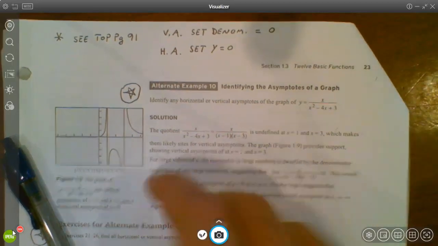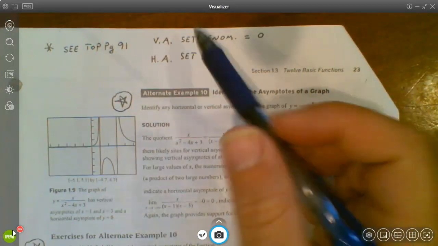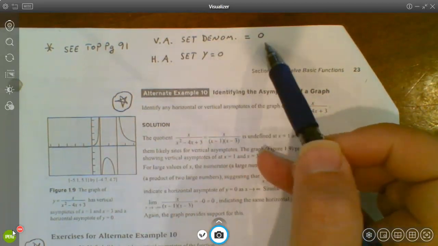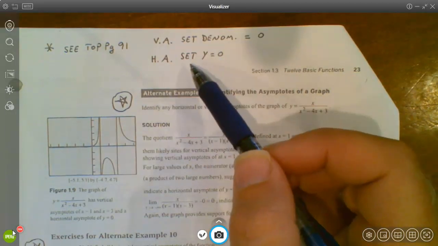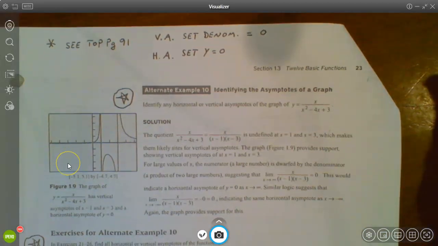So how do we identify them or how do we find them? Two simple rules you can follow here. To find a vertical asymptote, you simply set your denominator equal to 0 and solve for x. Your horizontal asymptote is you set the entire function equal to 0, right? And so let's take a look at a couple of these guys here real quick.